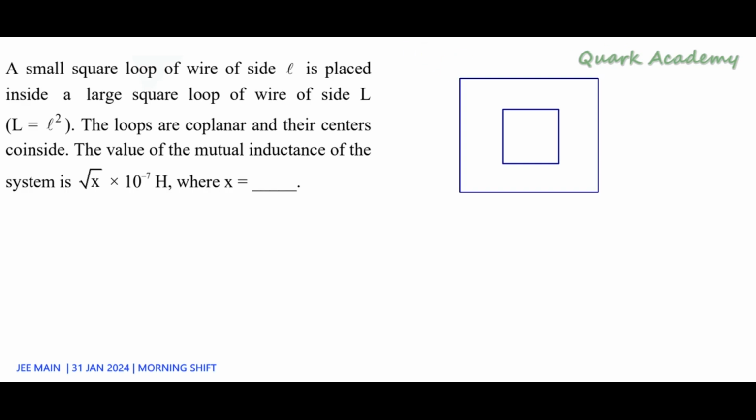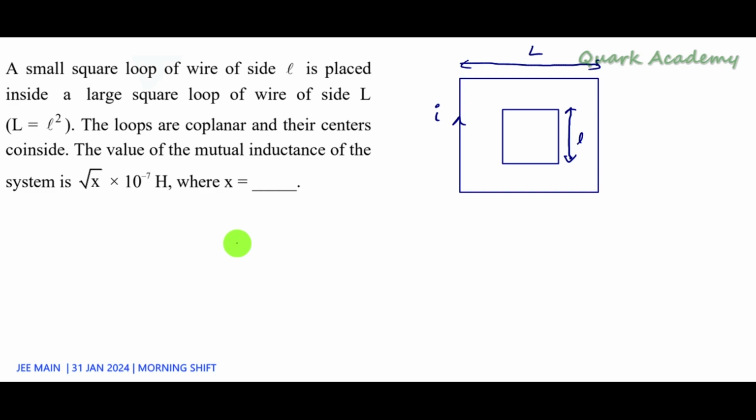Consider these are the two square loops. The bigger one has side length capital L, the smaller one has side length small l. Now let's assume that current is flowing in the bigger one, and due to this current there will be some magnetic field linked with this smaller loop. Because of that, there will be a magnetic flux which we need to find.